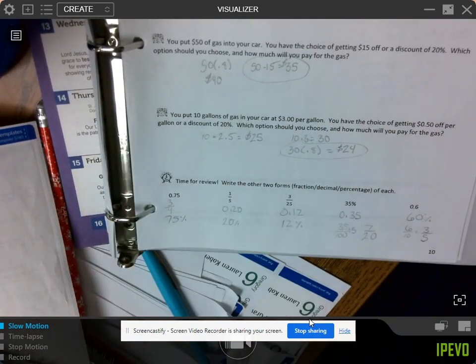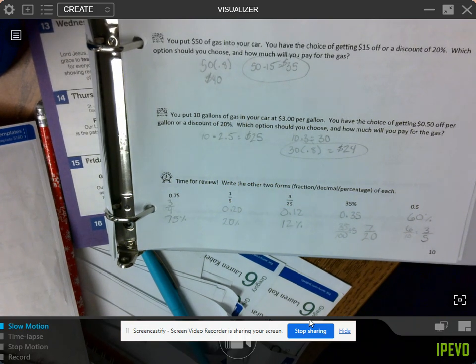There we go. You put $50 of gas into your car. You have the choice of getting $15 off or a discount of 20%. Which option should you choose, and how much will you pay for gas? So our first option is a $15 off coupon. So $50 minus the $15 off, you're going to pay $35. So that was this first one that I did there, was just taking $15 off, subtracting it. That was the easy one.